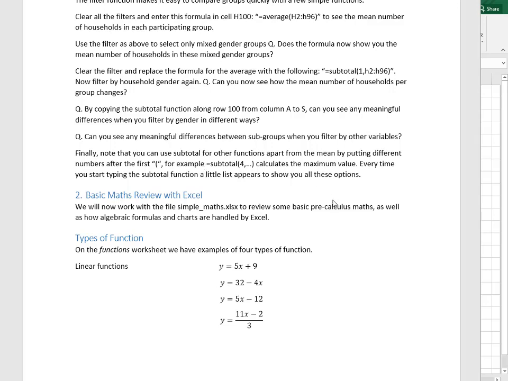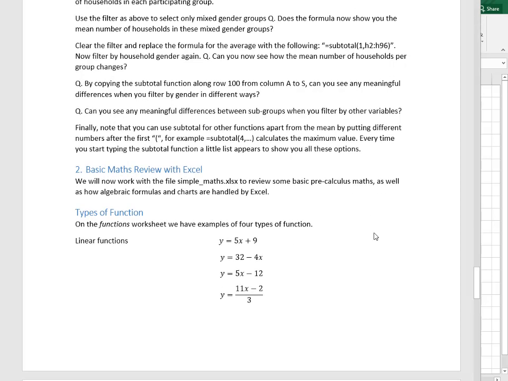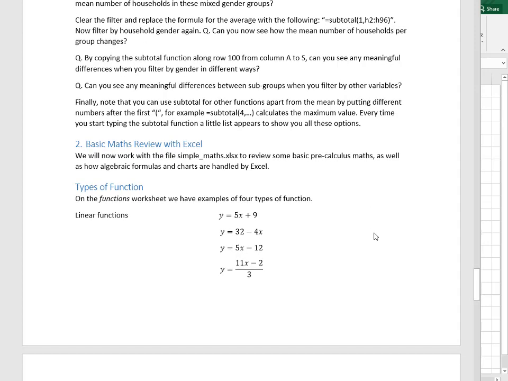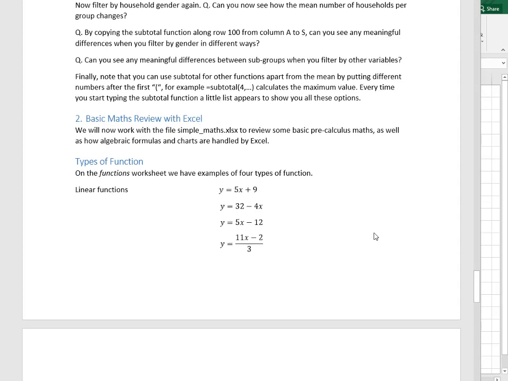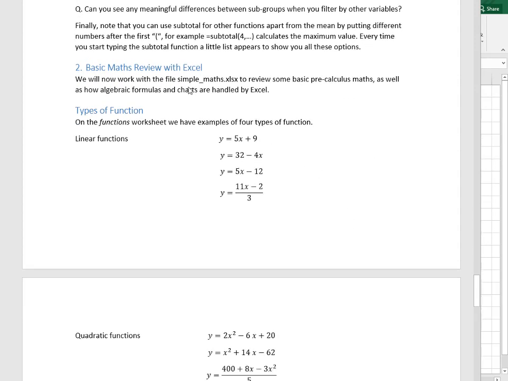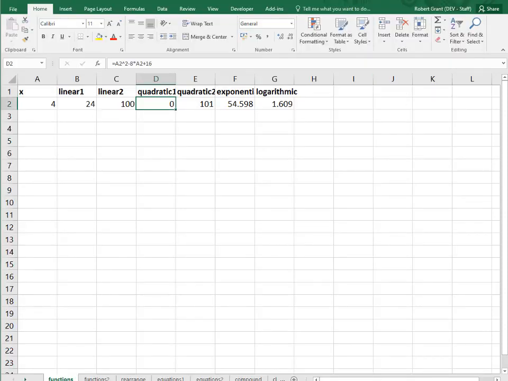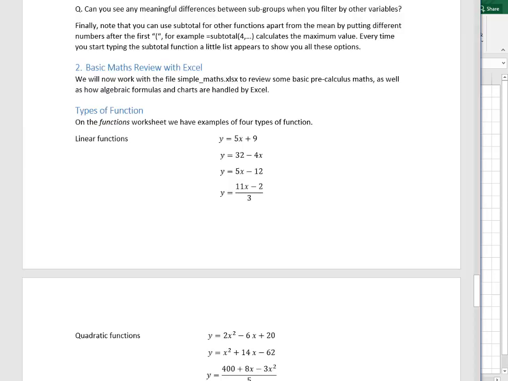Now here we turn to some basic maths in Excel to make sure you're comfortable with entering formulas and manipulating things and using graphs to explore different kinds of function. We'll use this kind of thing a lot in the next few days, and also you'll meet it a lot during the year. So we're working with the file simplemaths.xls, which you can download from Blackboard or Teams, wherever we are today.